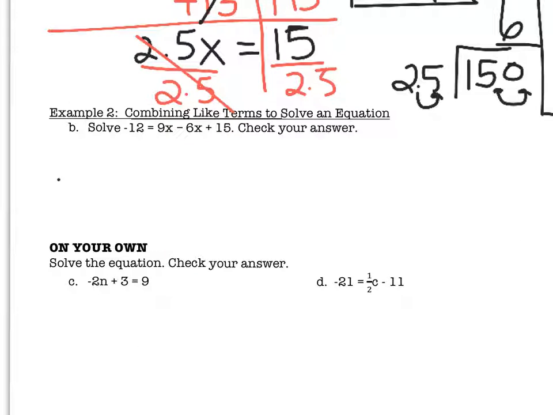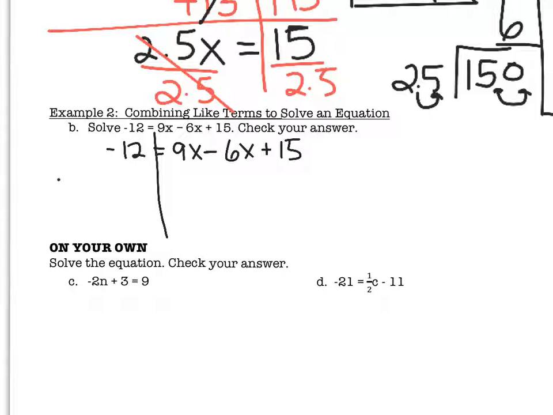Okay, example 2. For example 2, we're going to have to combine some like terms. So we have negative 12 equals 9x minus 6x plus 15. Combining like terms means you're going to combine terms that have the same variable attached to them or a constant, but they must be on the same side of the equal sign, the equation.